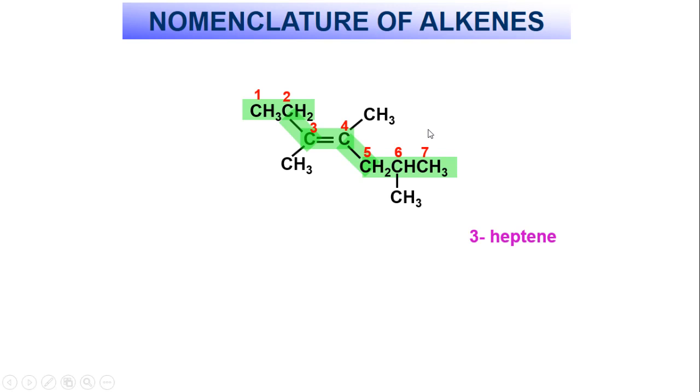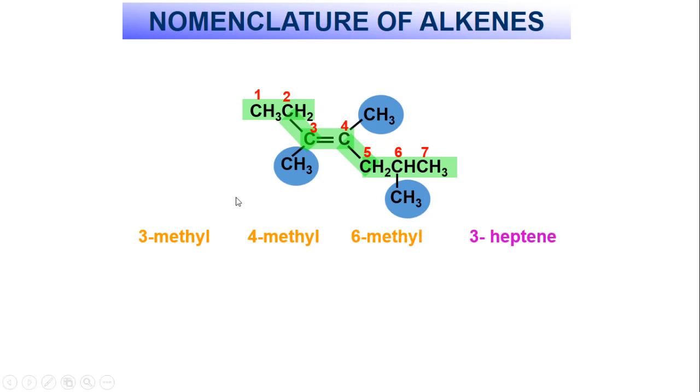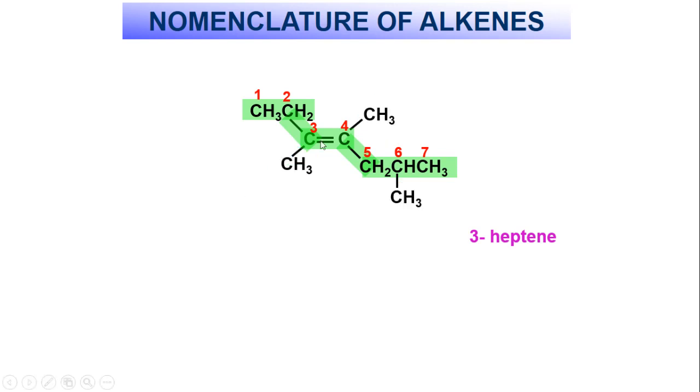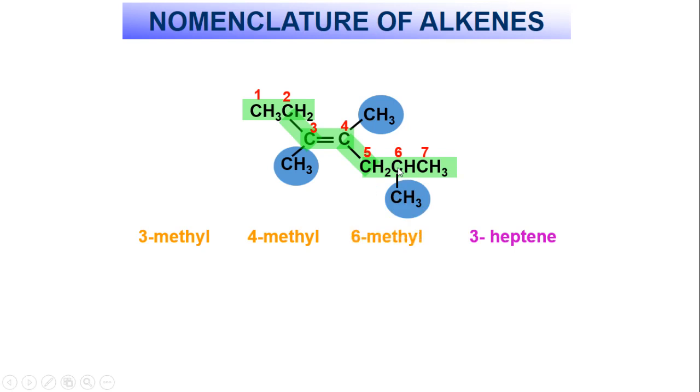But that's not the name of this molecule. Then you consider the 3 methyl groups. Let me repeat that a bit for you to understand. The first one is 3-methyl, 3 talking about the position. Then the second one is 4-methyl, talking about where it is. And then you have 6-methyl.